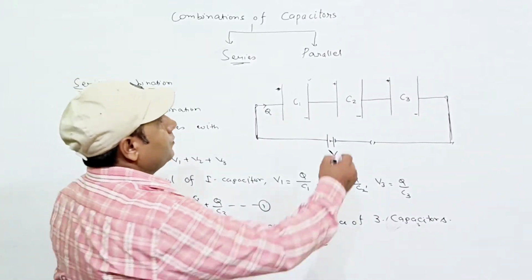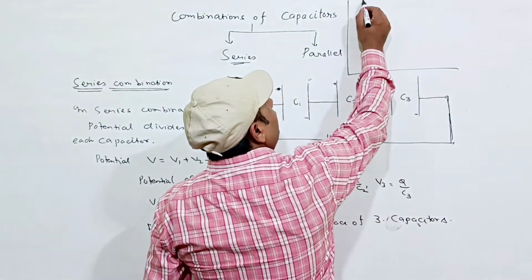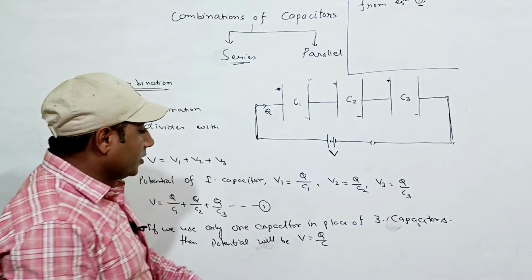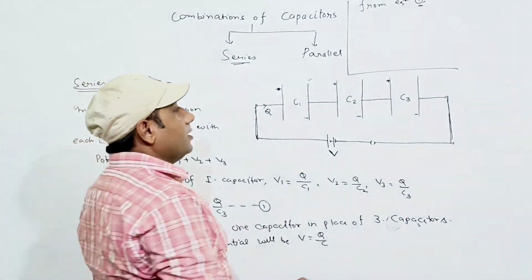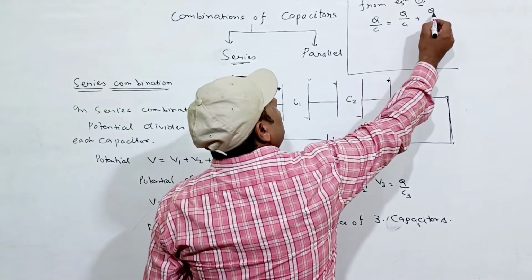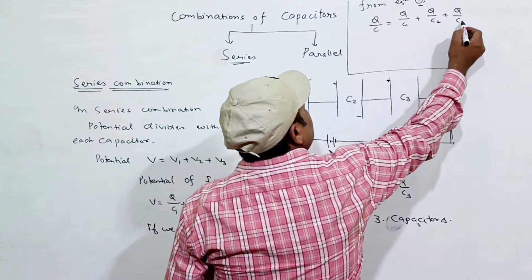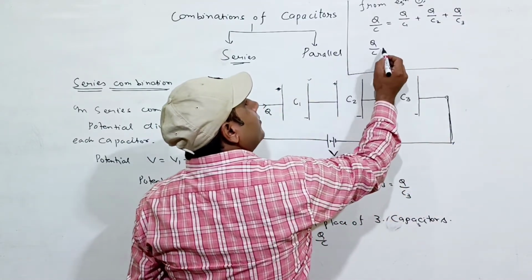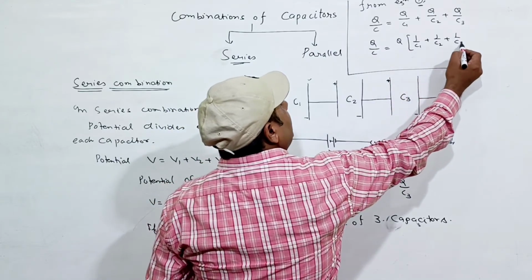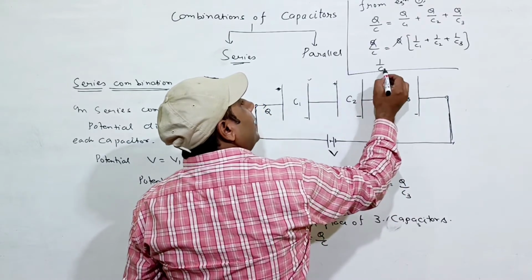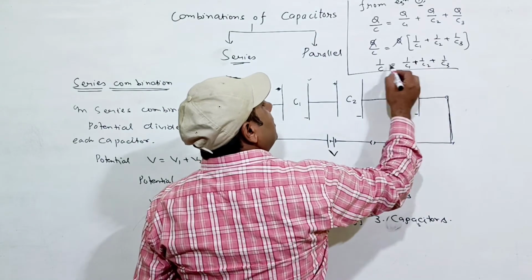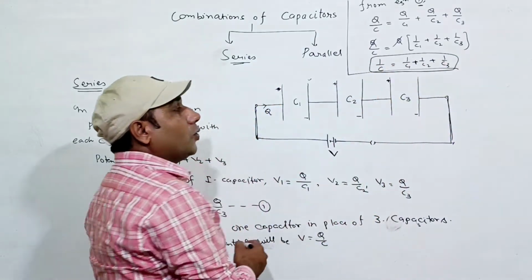Now put this value from equation first. Put the value of V in equation first in place of V. Then Q upon C is equal to Q upon C1, Q upon C2 and Q upon C3. Now Q is common, then 1 upon C is equal to 1 upon C1 plus 1 upon C2 plus 1 upon C3. Q cancels Q. Now we get the required capacitance.